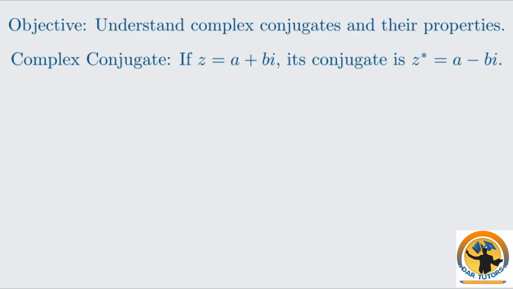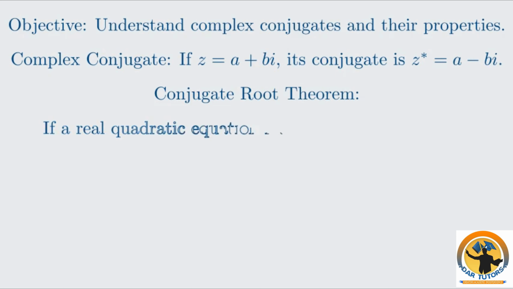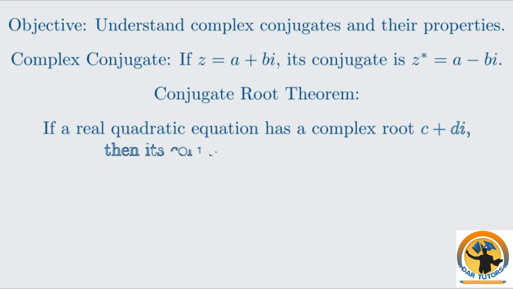Complex conjugates have a crucial property related to quadratic equations with real coefficients. The theorem states that if a quadratic equation has real coefficients, and one of its roots is a complex number c plus di, then its conjugate, c minus di, must also be a root. Complex roots always come in conjugate pairs.